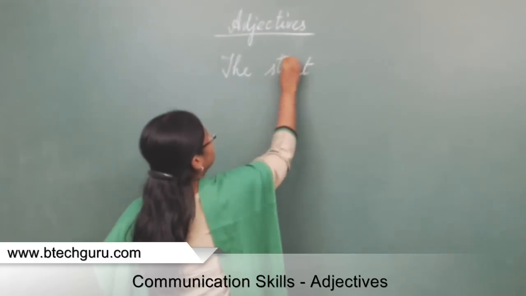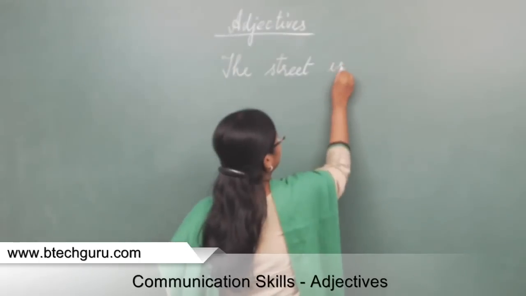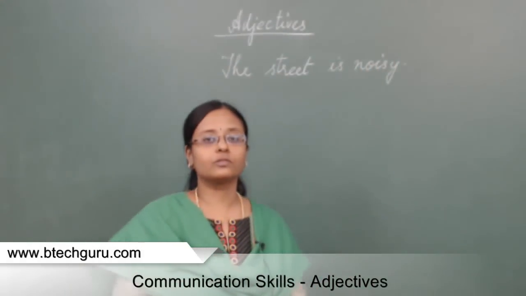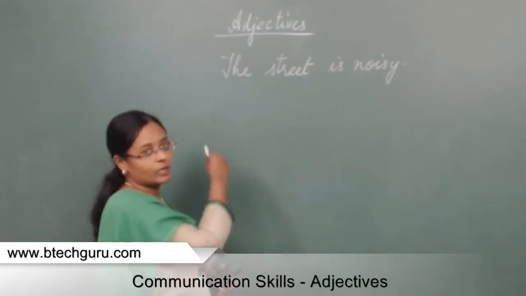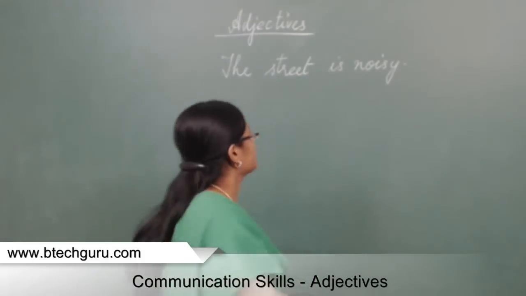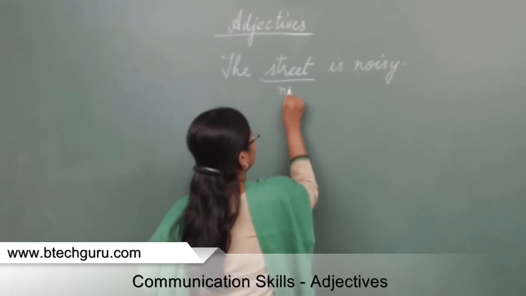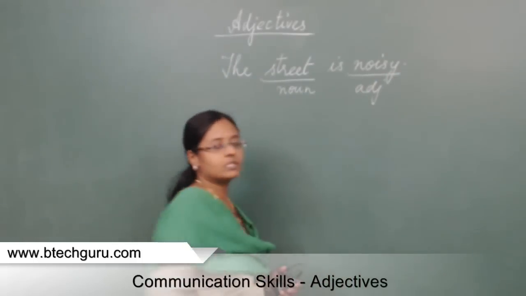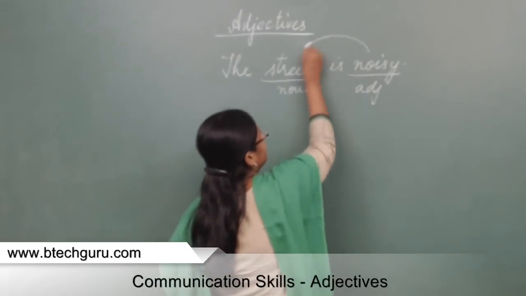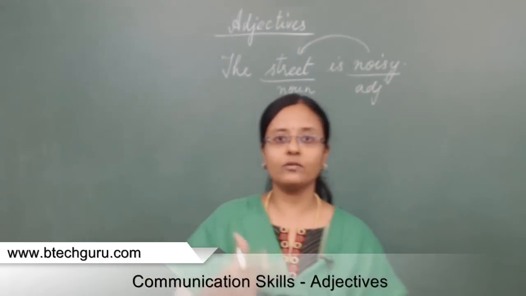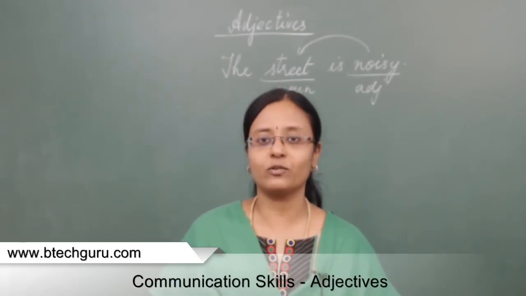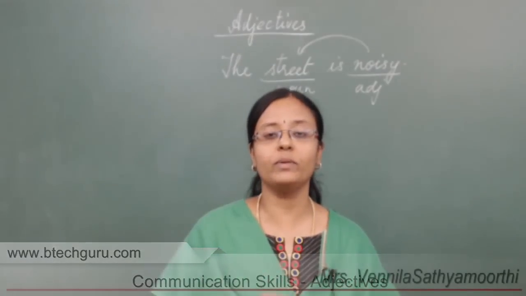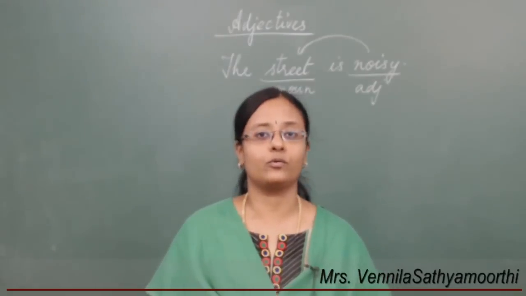So what is an adjective? Do you remember the function of an adjective? What does an adjective do? Can you find out the adjective from this sentence? This is a noun and this is the adjective, and what does it do? It describes the street. So from this you can form the definition if you have forgotten it already. An adjective is a word that describes or adds more meaning to a noun or a pronoun.